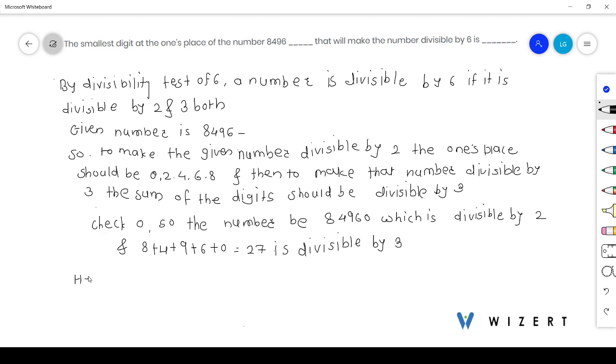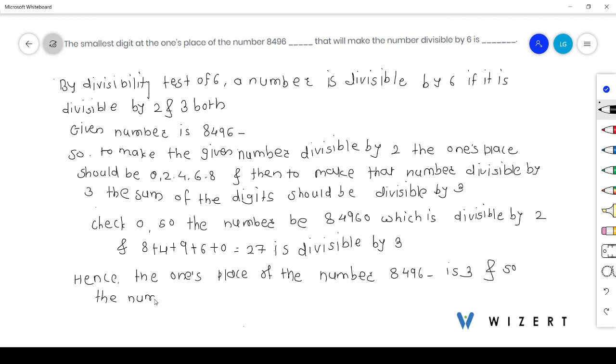Hence, the ones place of the number 8496 is 0, and so the number will be 84960.